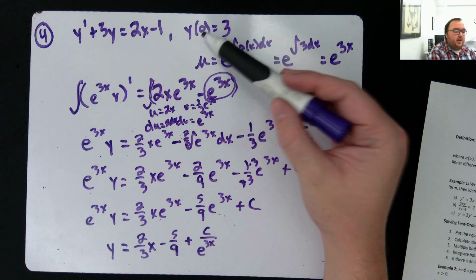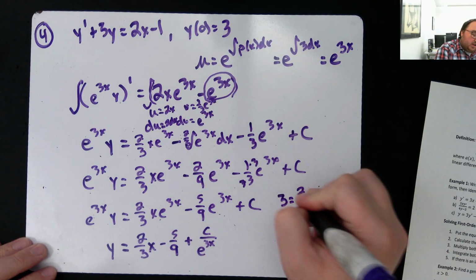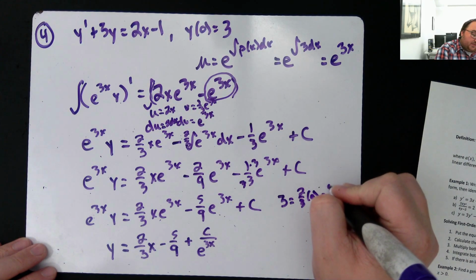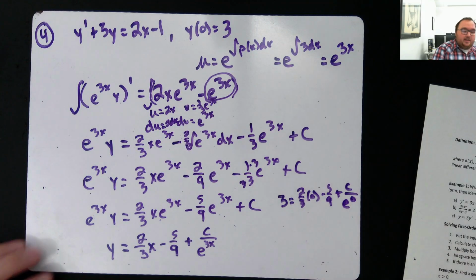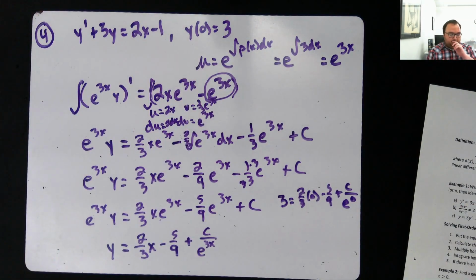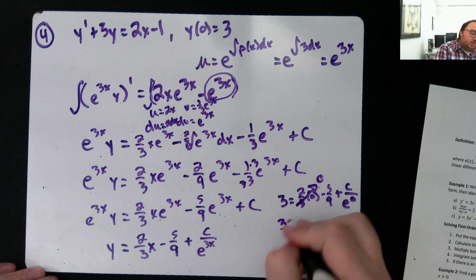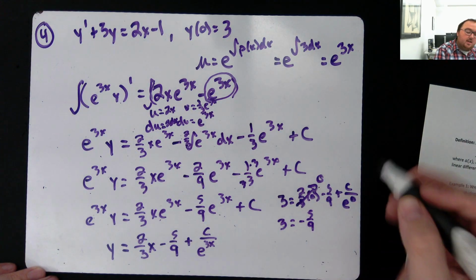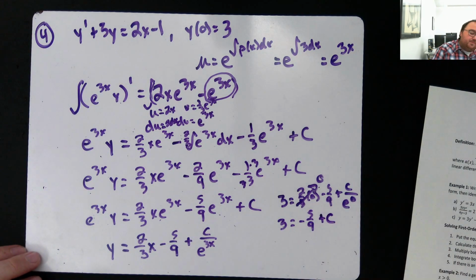Plug 0 in for x, 3 in for the y. 3 equals 2/3 times 0 minus 5/9 plus c over e to the 0. This term becomes 0 here, so 3 equals negative 5/9. E to the 0 is 1, c over 1 is just c.